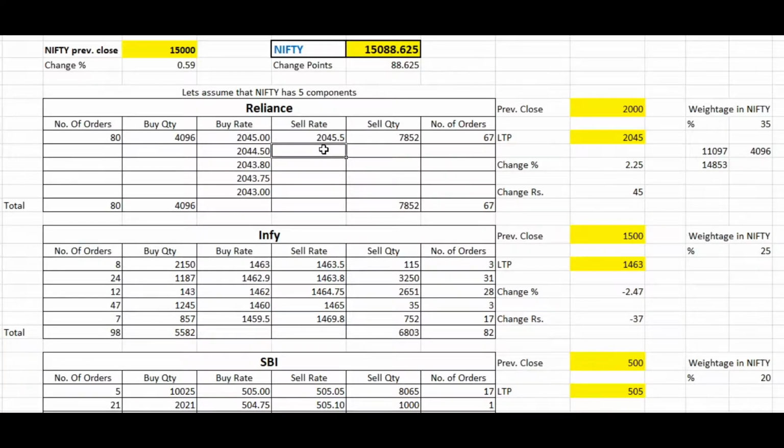Now the sellers who quoted above 2045 will be pending quantity for a normal market, like this, and 2051 likewise. So the buyers will be in descending order and the sellers will be in ascending order. So this is how the pre-open rates will be adjusted after 9:08.